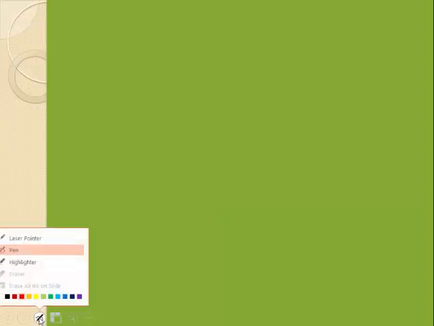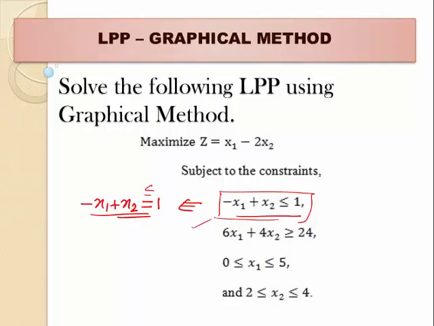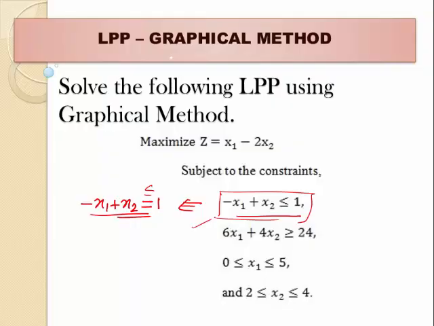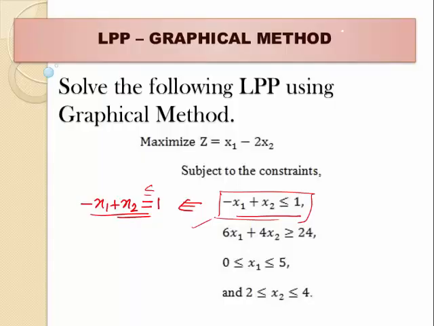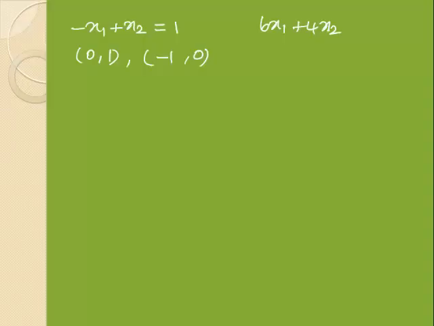So for drawing a line using a linear equation in the graph, we need at least 2 points to represent a line in the graph. Okay, so for the first case, minus x1 plus x2 is equal to 1. Put x1 equal to 0, then x2 will be 1. Then put x2 equal to 0 for getting the second point, then x1 will be minus 1. Next, for getting the second line, that is 6x1 plus 4x2 is equal to 24, by putting x1 as 0, then x2 will be 6. Then for getting the second point, put x2 equal to 0, then x1 will be 4.